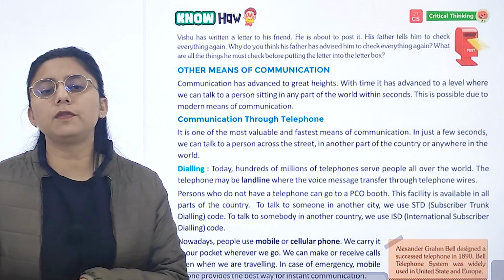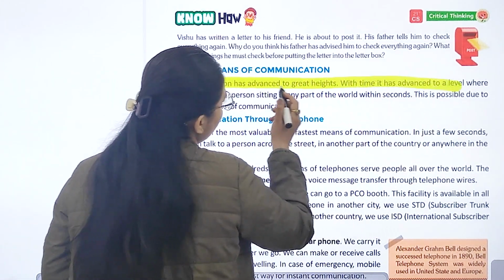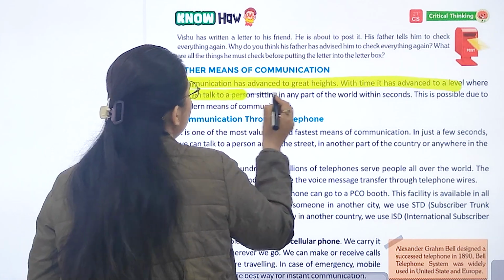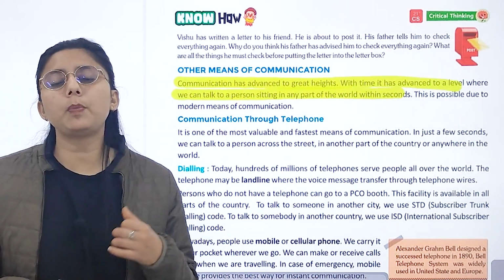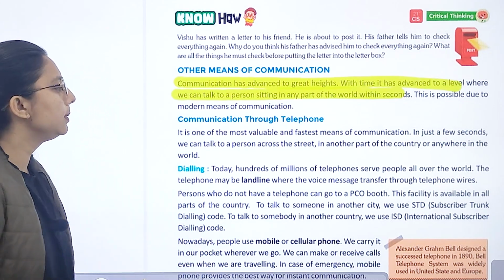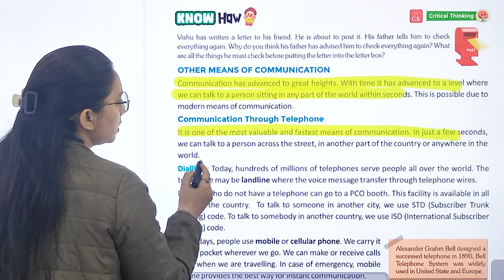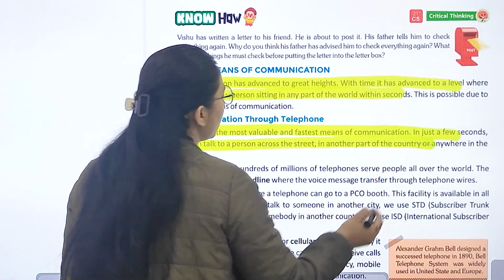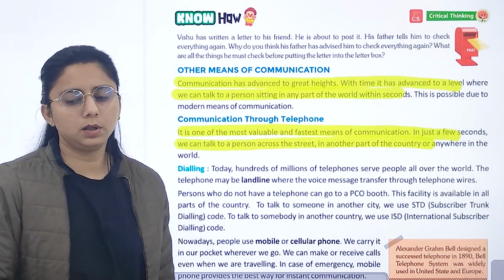Now other means of communication. Let's study about the different means of communication. Communication has advanced to great heights. With time it has advanced to a level where we can talk to a person sitting in a particular part of the world within seconds. कुछ ही seconds में आप बात कर सकते हैं. Now communication through telephone. It is one of the most valuable and fastest means of communication. We can talk to a person across the street, in another part of the country, anywhere in the world.